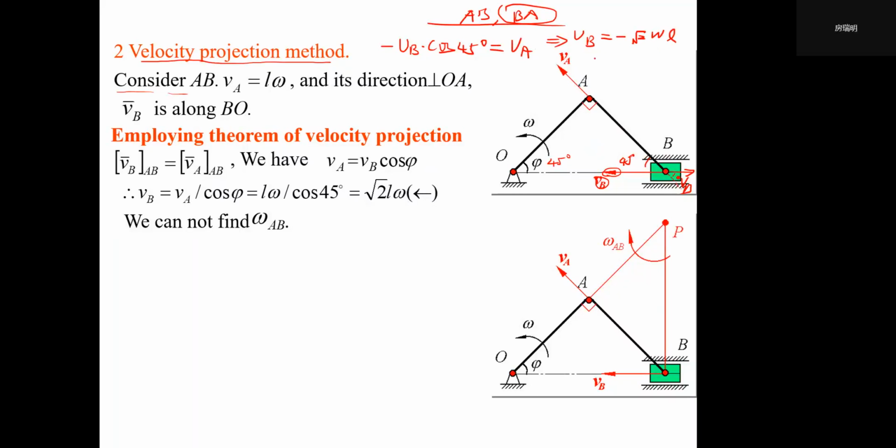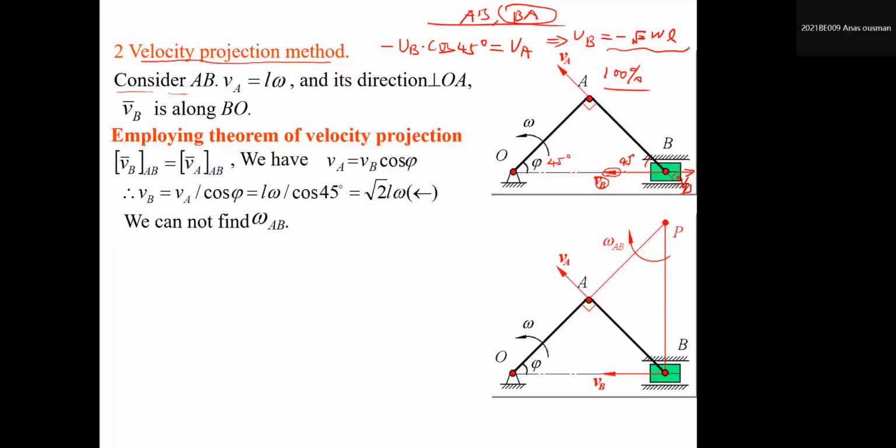So the difference is if you think or you assume VB should along this direction, then your result will have an extra minus sign. That means your assumption is not correct. The correct direction of VB should be along the opposite direction of your assumption. But that's okay. That's also 100% correct. Can you guys understand me?